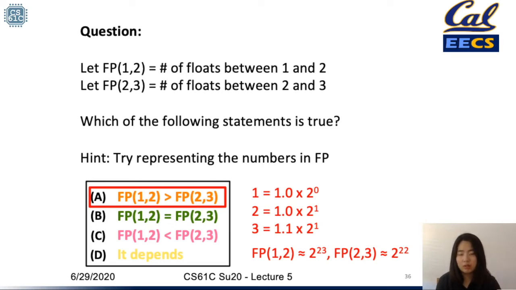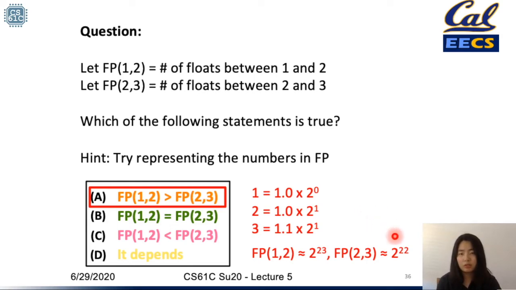So let's write down 1 in scientific notation first. It's equal to 1.0 times 2 to the 0. And 2 is equal to 1.0 times 2 to the first. So between 1 and 2, all the floating points are in the format of 1, then a point, then any number in the significand, then times 2 to the 0. Since there are 23 bits for the significand, we can make use of them all. There are approximately 2 to the 23 floating points between 1 and 2.